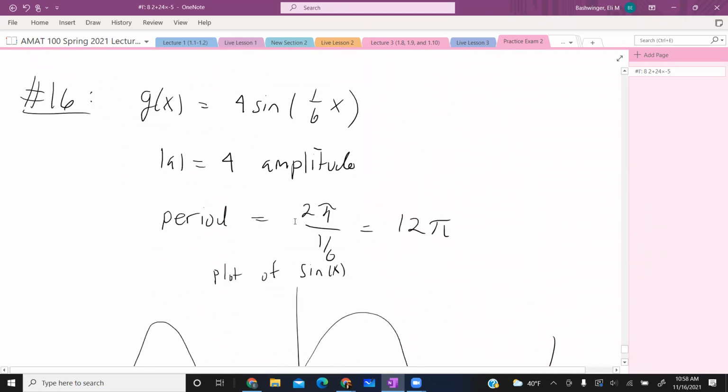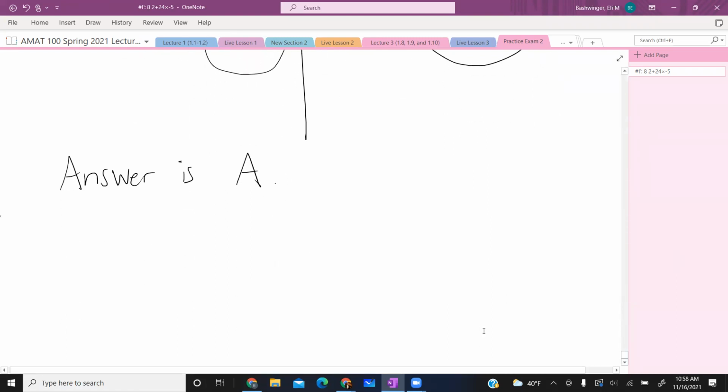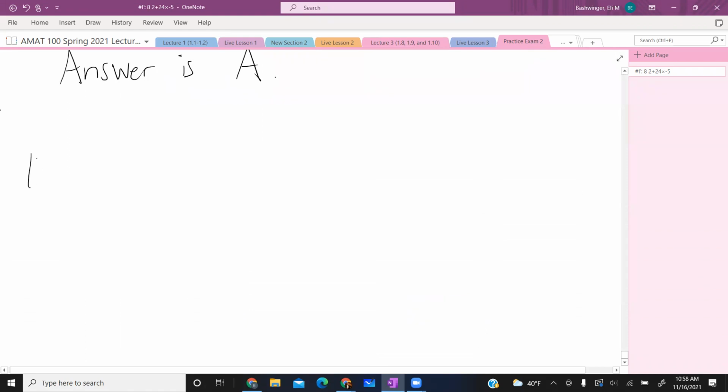And then for 16, we needed to know the amplitude, the period, and then just a general plot of the sine. Now the last problem is 17. So let's do this one quickly and then call it a day.